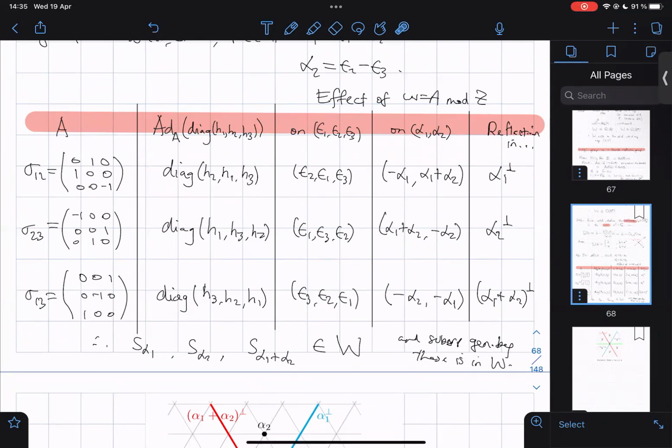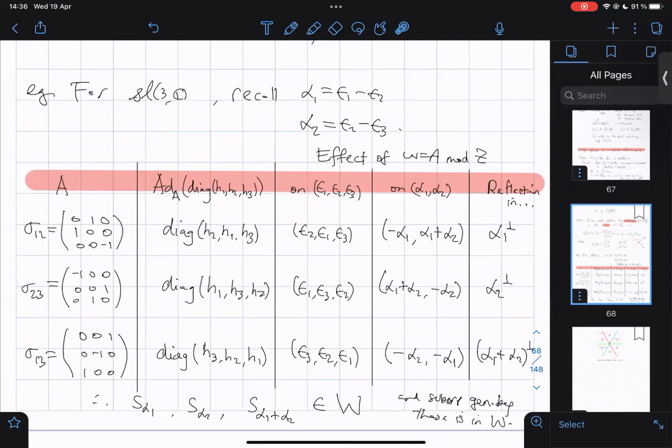Now from that action on H, you get the dual action. So a little computation: you take a covector, you precompose by the inverse. So you get this effect. But we're using alpha language. So what is the effect on alpha on this basis, alpha 1, alpha 2, and it's this. And if you work it out, then you'll find that this is exactly the reflection of alpha 1 through the wall alpha 1 perp.